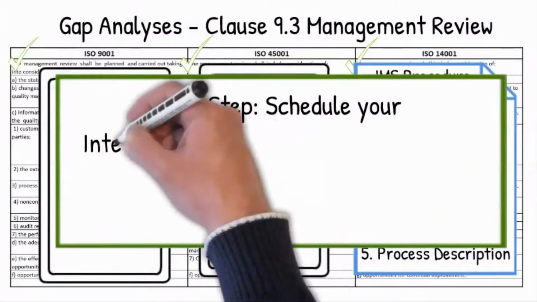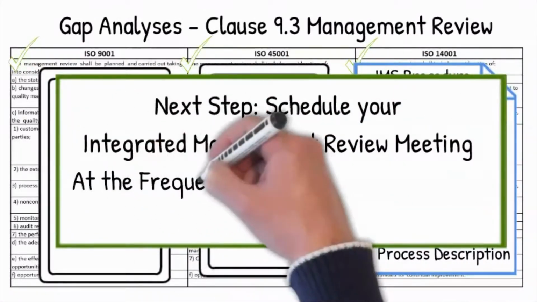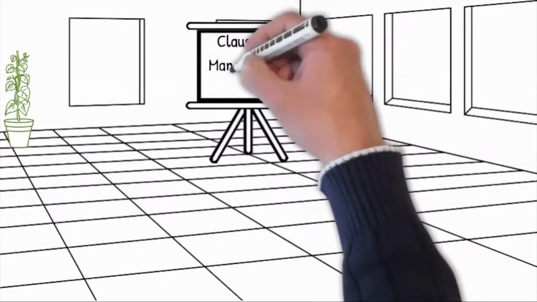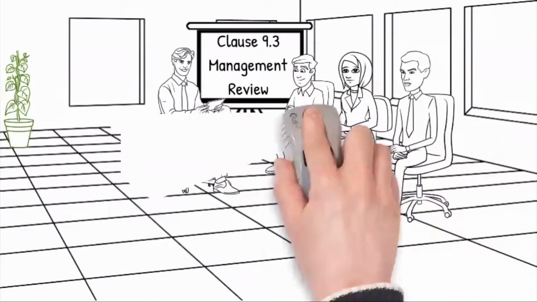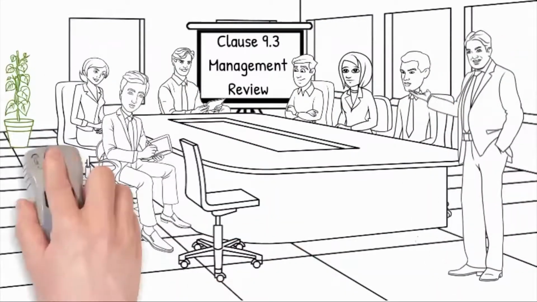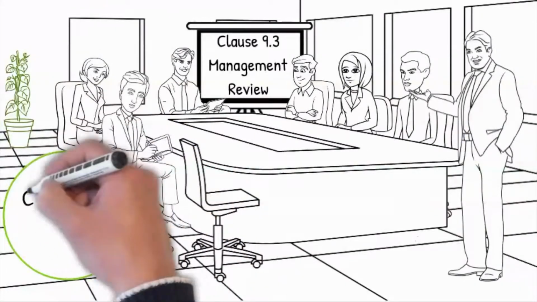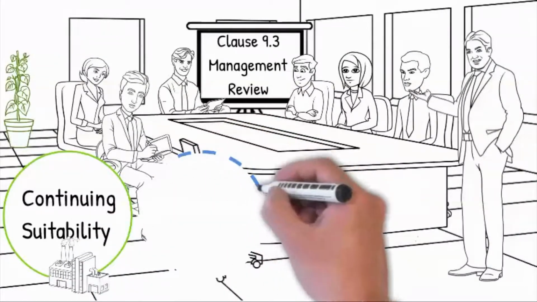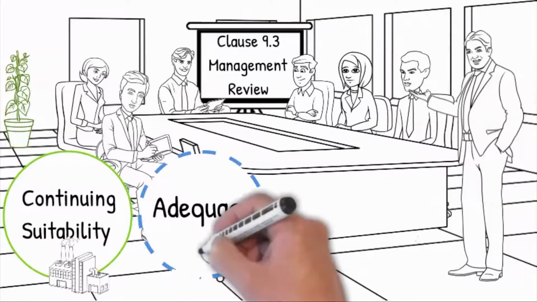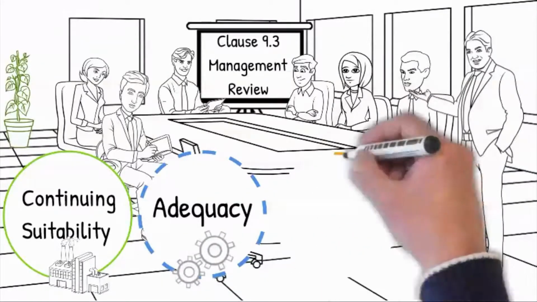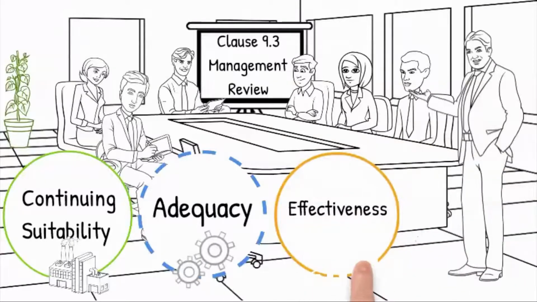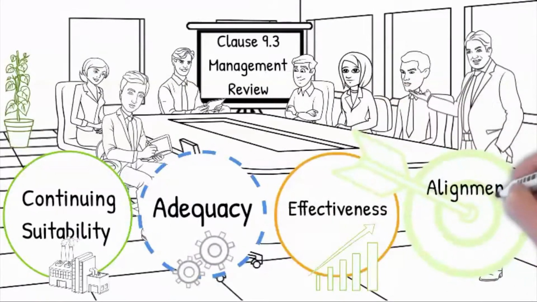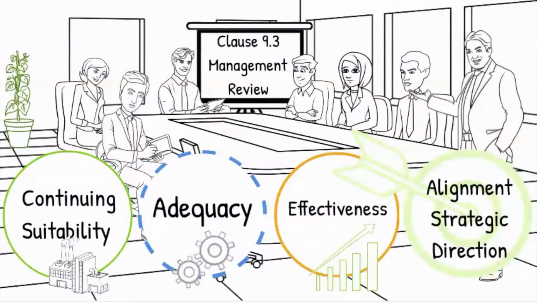Next step: schedule your integrated management review meeting at the frequency defined in your procedure, at least once a year. The top management shall review the organization's integrated management system at planned intervals, to ensure its continuing suitability in managing the changes in the organization to meet the stakeholders' requirements, the adequacy to ensure that sufficient resources in terms of people, process, infrastructure and operating environment, the effectiveness to ensure that the planned activities are realized and that the results will be achieved. Changes within the QMS must be aligned with the strategic direction of the organization.